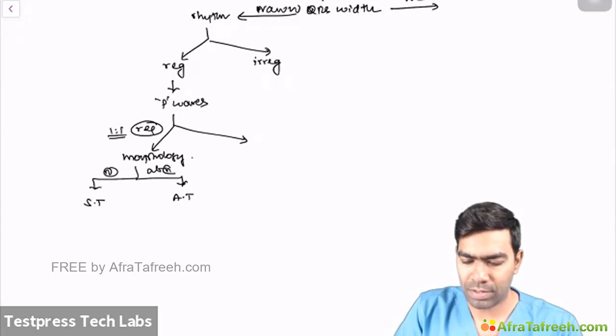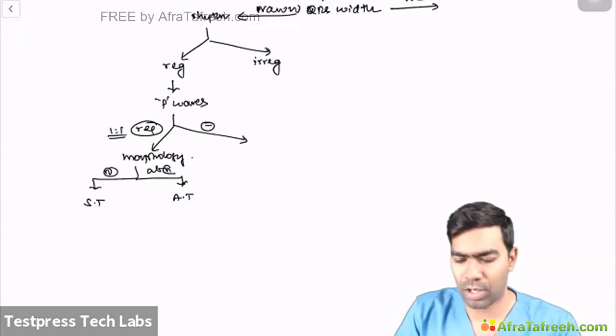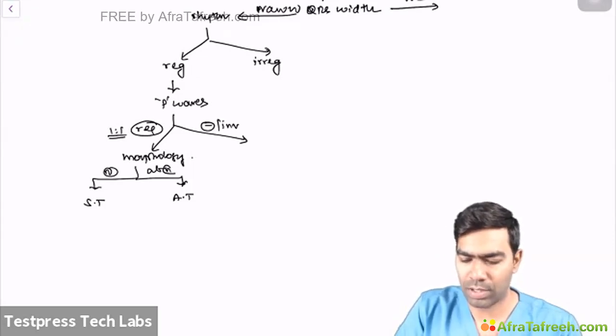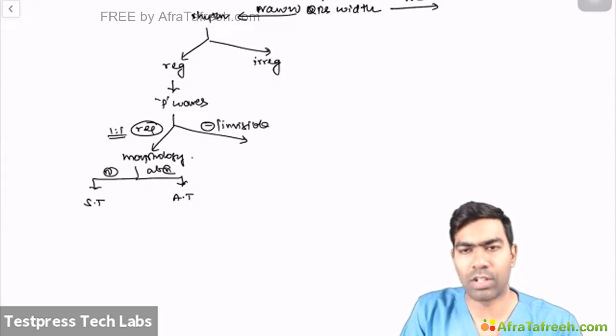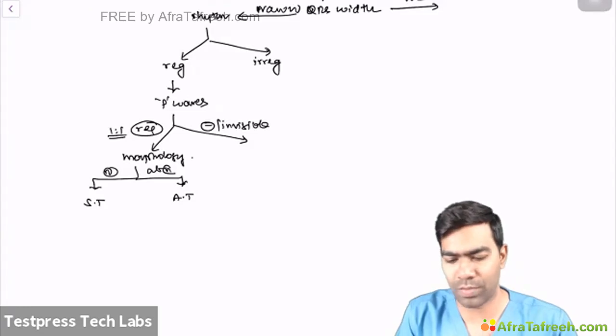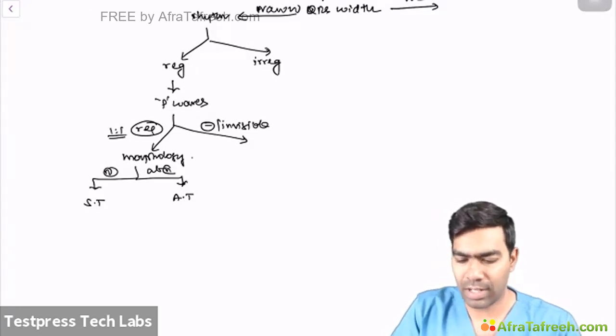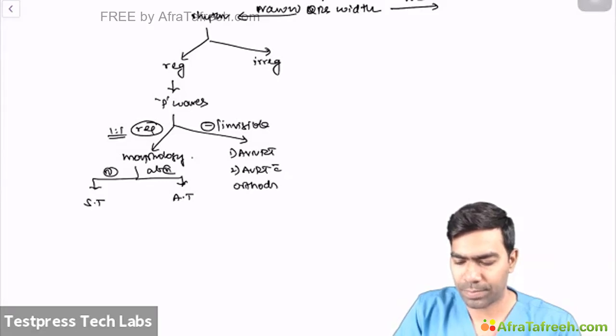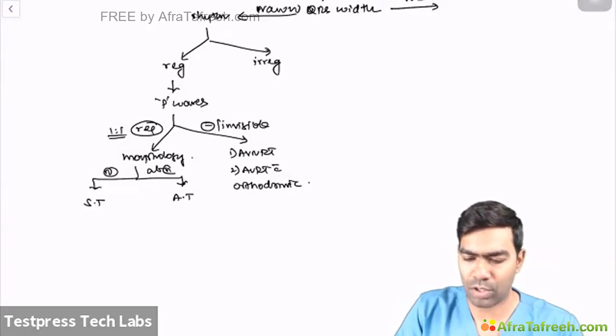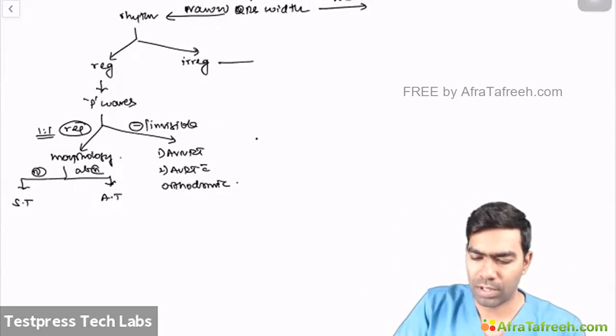If P waves are not seen, or are invisible, you're not able to see the P wave before the QRS, then very likely your diagnosis will be either an AVNRT or an AVRT with orthodromic conduction. If it's an irregular rhythm, once again, I'm going to look for the P waves.